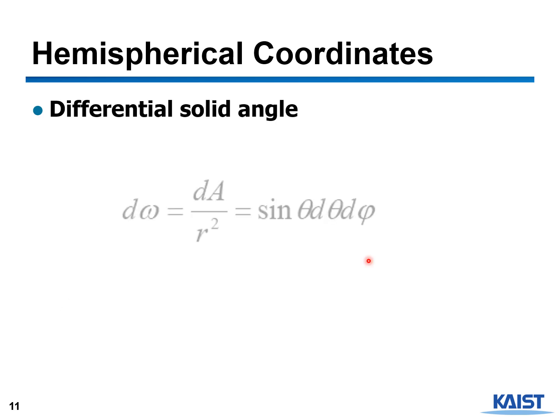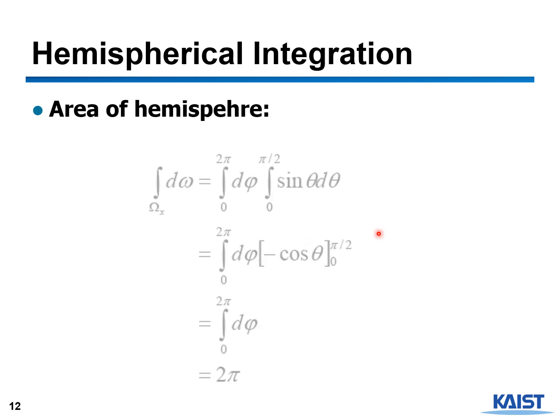Then how can you measure this differential solid angle? Here I define the differential solid angle d omega. By definition, the solid angle is dA divided by r squared, and then we can cancel all the r, so that it has sine theta, d theta, and d phi.